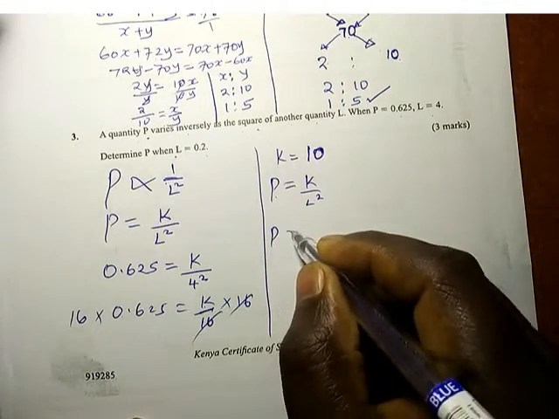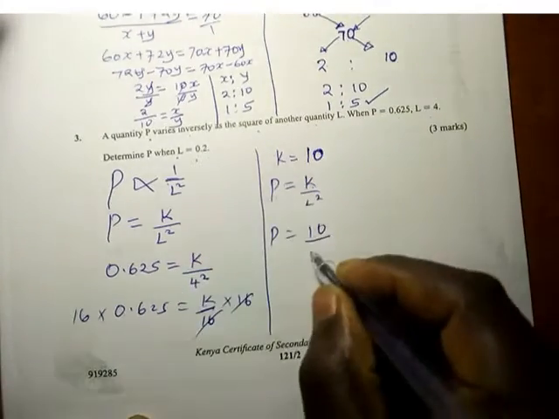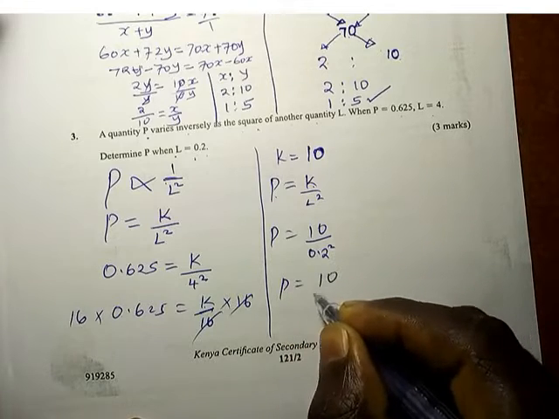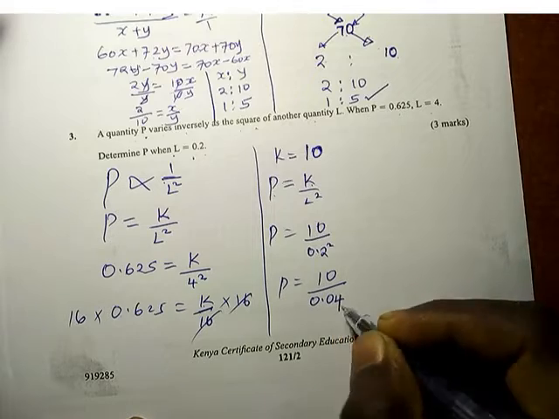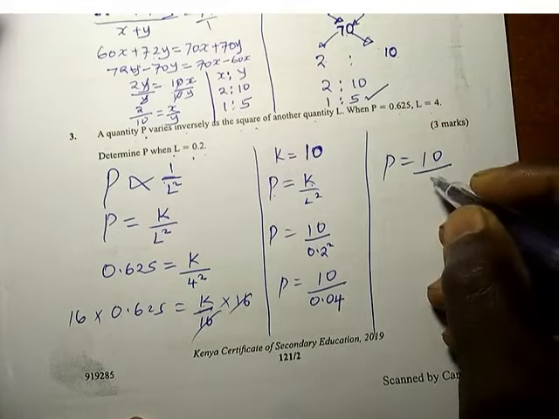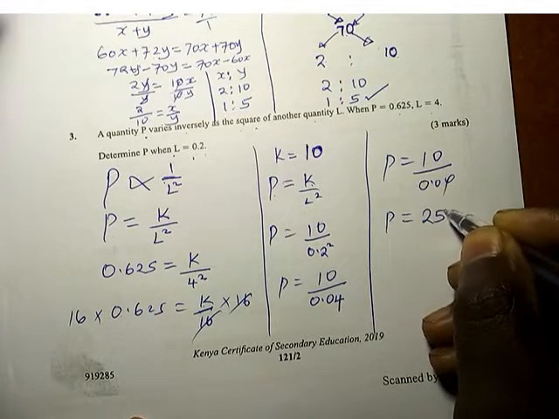So what will be P when K is 10, the constant is 10, and L is now 0.2 squared? So P is going to be 10 over 0.04. So P is 10 over 0.04, and P is 250.